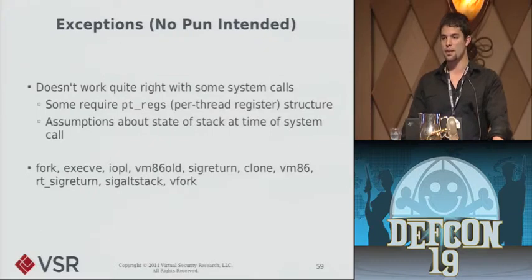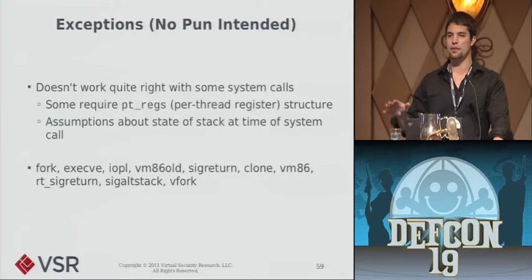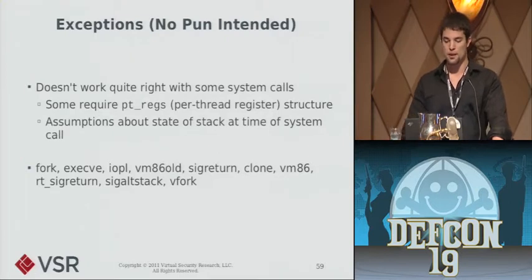There are a few exceptions to this rule. Some system calls actually require the stack to be in a certain state using this per thread register structure. And when you do it from kernel mode, these assumptions are violated, so it won't work properly. These are things like fork, execve, clone, but those are really things we don't have much interest in calling from kernel mode anyway.